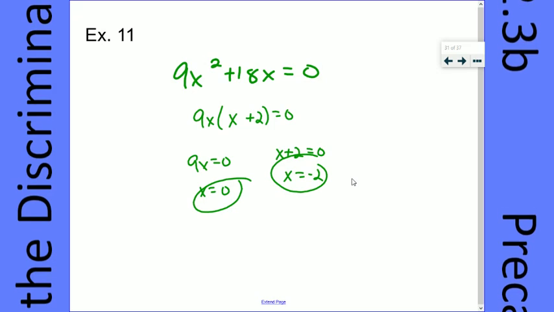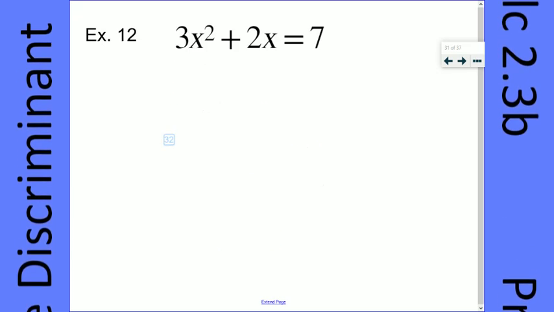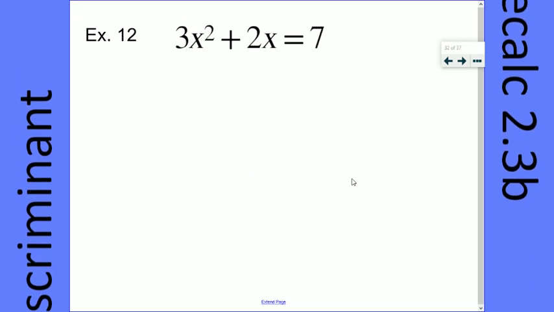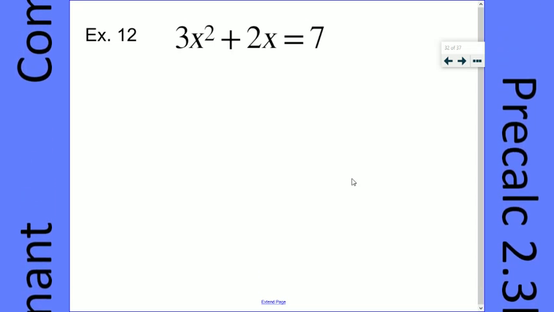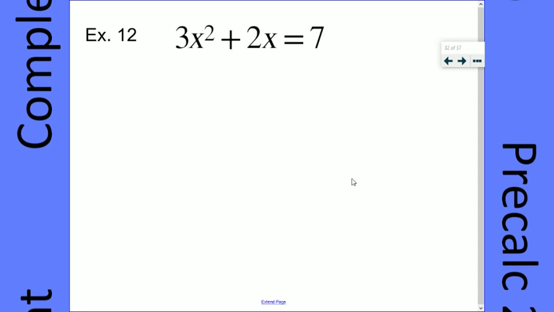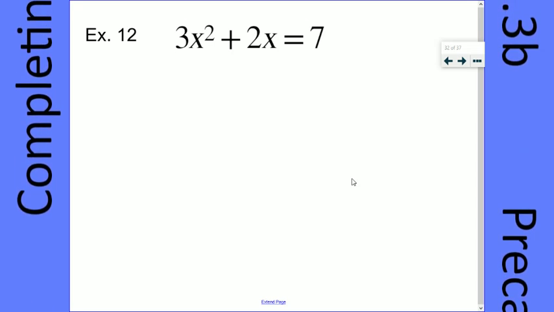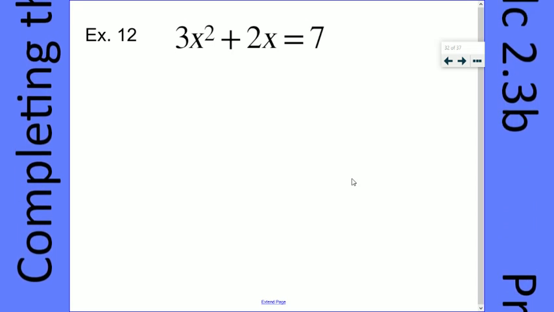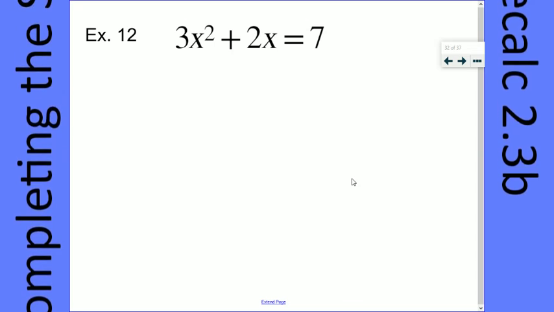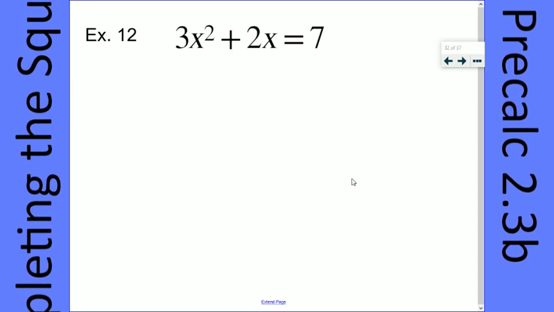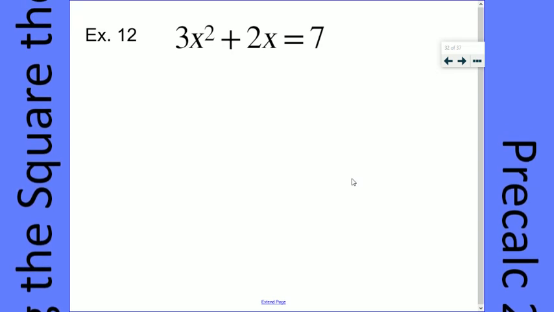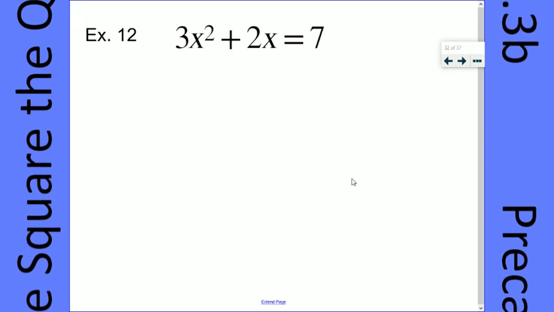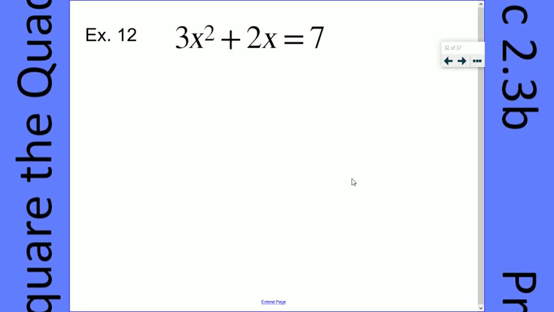Okay? Let's take a look at this. All right, 3x squared plus 2x equals 7. All right, again, determine whether you can get x squared equals some number, then determine whether you can factor, determine whether completing the square is going to be a good choice, and then finally, determine whether or not you want to use the quadratic formula. All right, go ahead and work through that, and I will be right back.